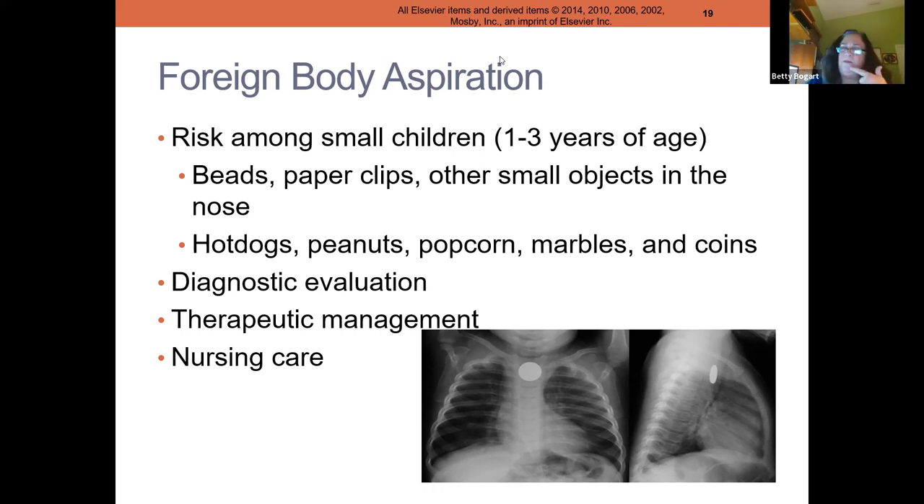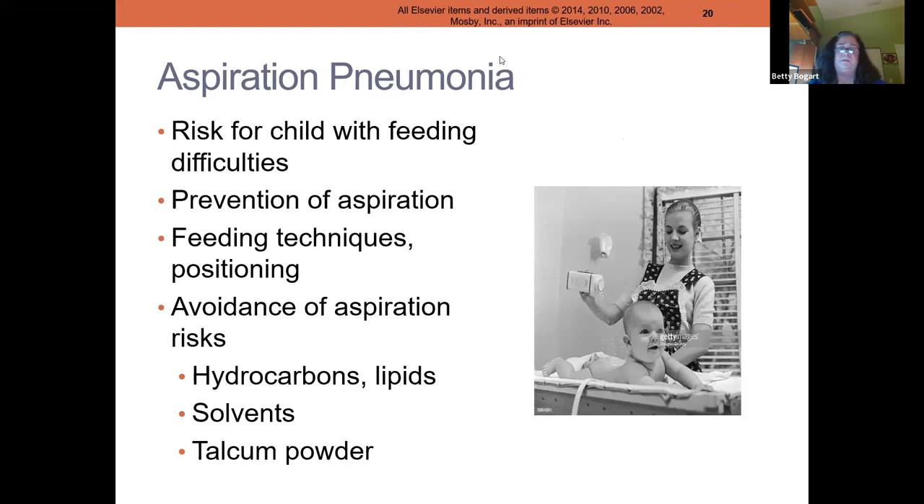So again, distraction really, really helps in this situation. And I'm telling you, the parents look at me and say, thank you, because they're not as concerned. And we leave the parents in the room too. And then afterwards, of course, we monitor them for a while for airway.